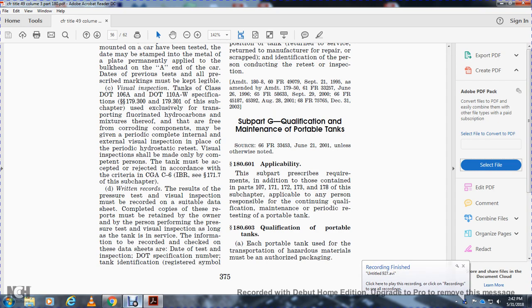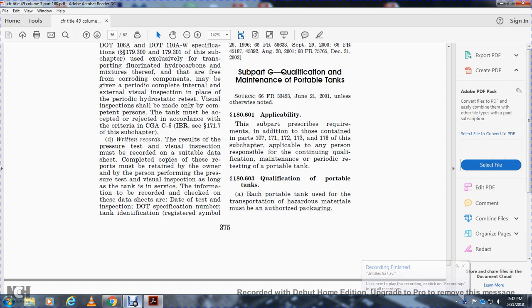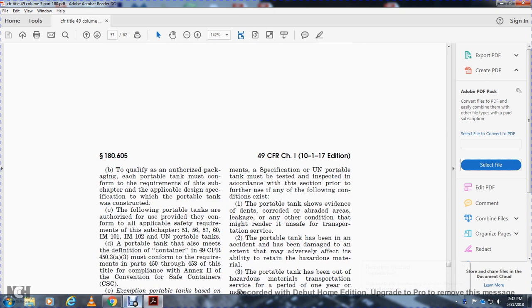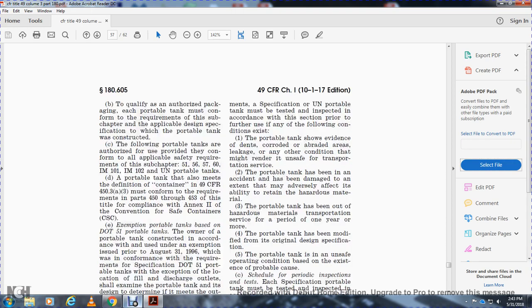180.603 Qualification of Portable Tanks. Each portable tank used for the transportation of hazardous material must be an authorized packaging. To qualify as authorized packaging, each portable tank must conform with the requirements of the subchapter and the applicable design specification for which the portable tank was constructed. The following portable tanks are authorized: 51, 56, 57, 60, IM 101, IM 102, and UN portable tanks. Portable tanks that meet the definition contained in Parts 450 and 453 must conform with the requirements of Annex 2 of the Convention for Safe Containers.